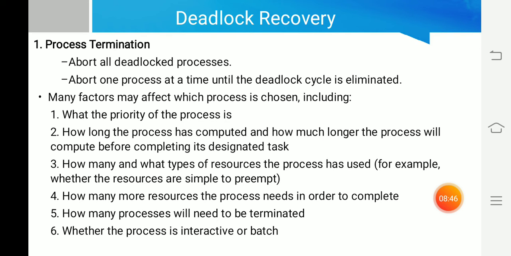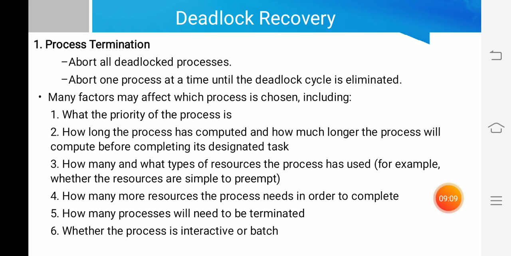Now how can you choose which process to abort? For that there are various criteria. The first is the priority of the process. We can decide that a low priority process can be aborted first, or we can decide that a high priority process can be aborted. So based upon the priority, you can choose the process.